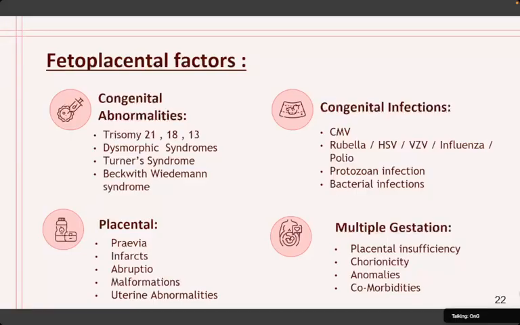Several genetic and congenital syndromes are associated with an increased incidence of macrosomia. The Beckwith-Wiedemann syndrome is frequently associated with macrosomia, usually due to pancreatic cell hyperplasia.